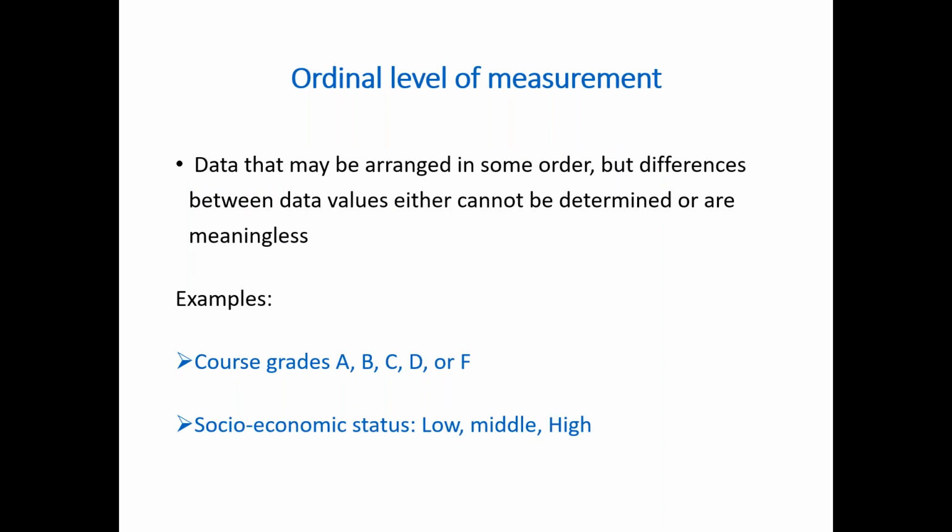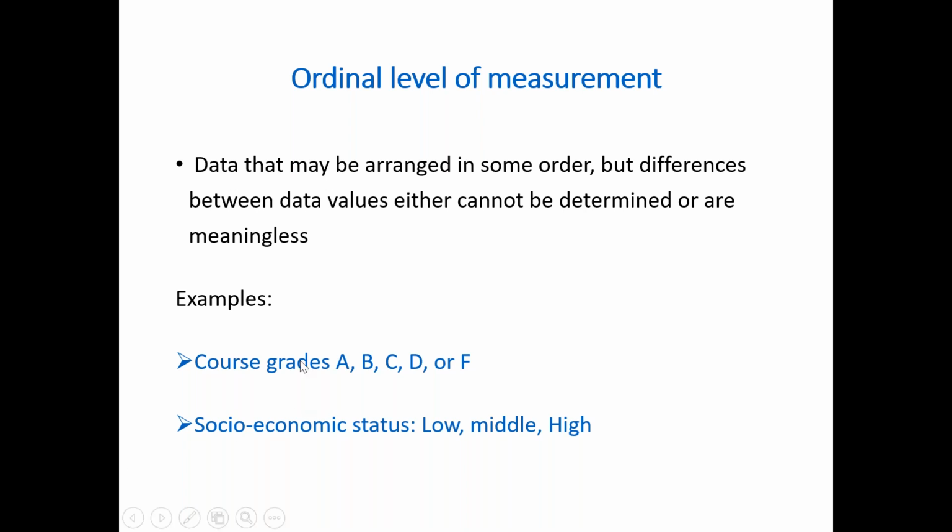Now, the other level of measurement is the ordinal level. Just remember the word ordinal: this is in an order. That means whenever I am arranging the values in some order, this could be from the minimum to the maximum, or from the maximum to the minimum. Either way, I'm arranging them in some order.